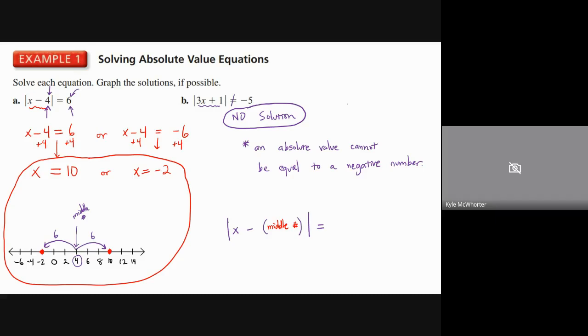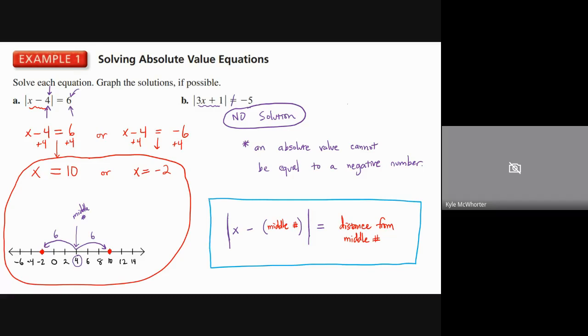So absolute value of x minus the middle number equals the distance from the middle number. And this is gonna come in handy later on. There's a type of problem that they give us where we have to come up with an absolute value equation with certain solutions. So we will use this in a couple of examples from now.